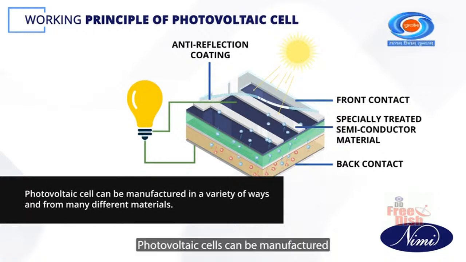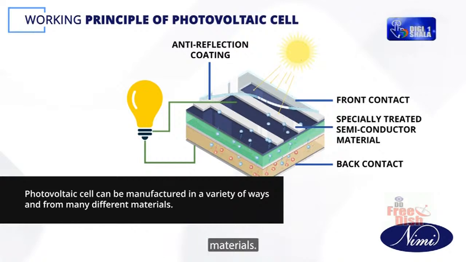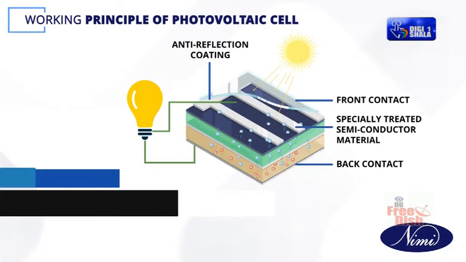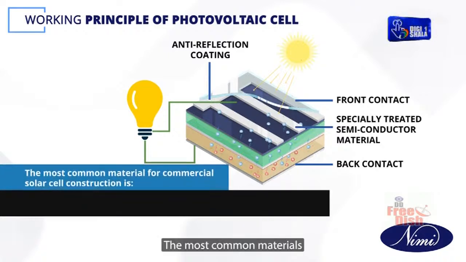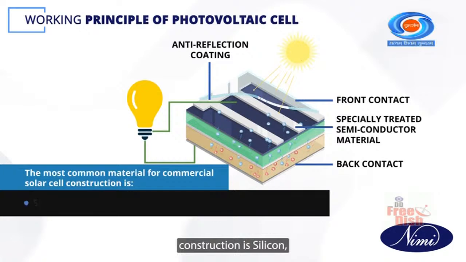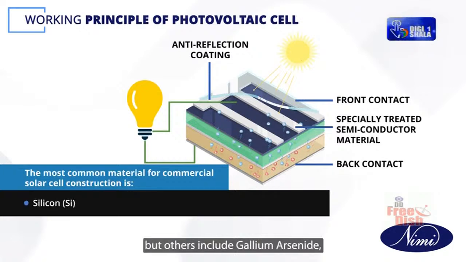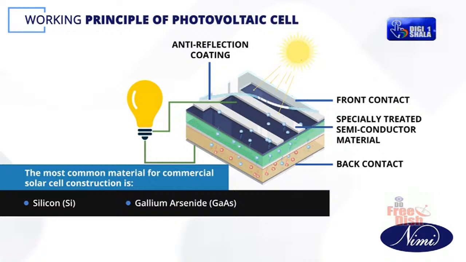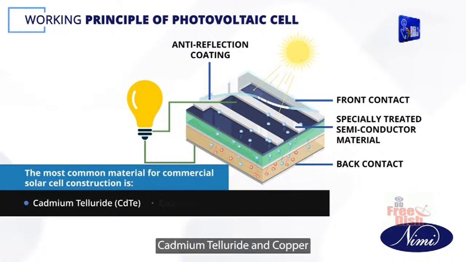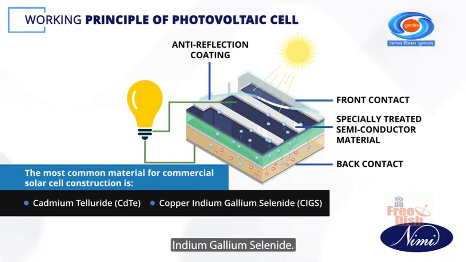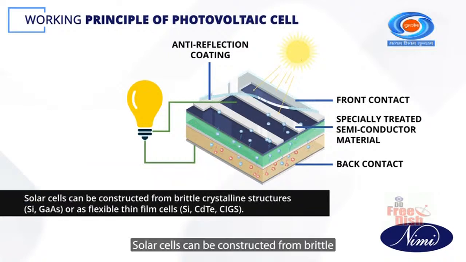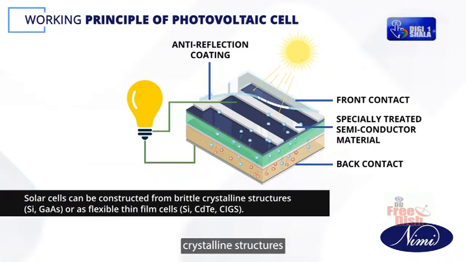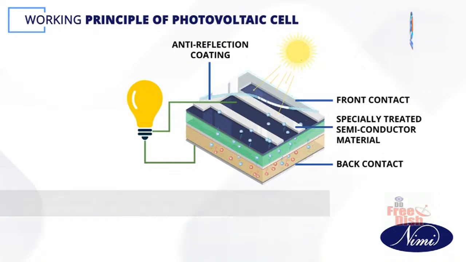Photovoltaic cells can be manufactured in a variety of ways and from many different materials. The most common material for commercial solar cell construction is silicon, but others include gallium arsenide, cadmium telluride, and copper indium gallium selenide. Solar cells can be constructed from brittle crystalline structures or as flexible thin film cells.